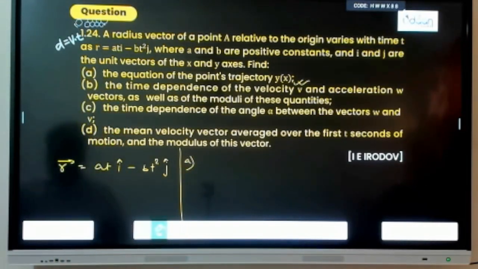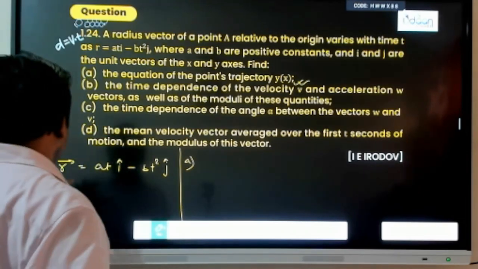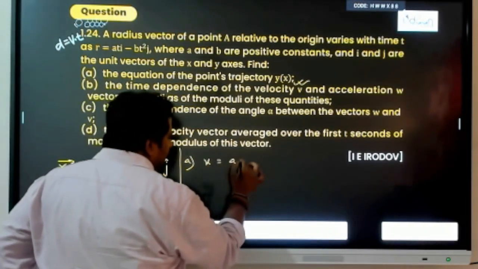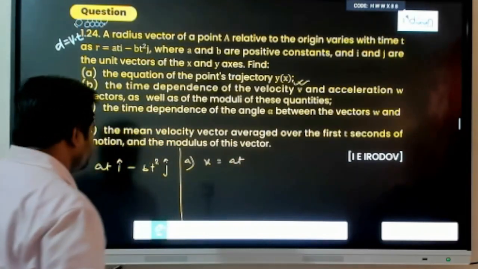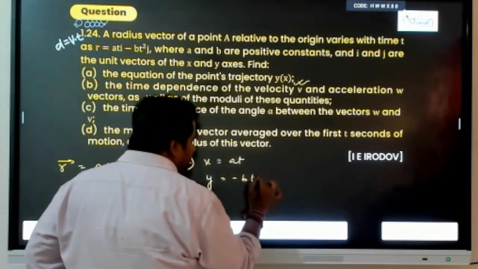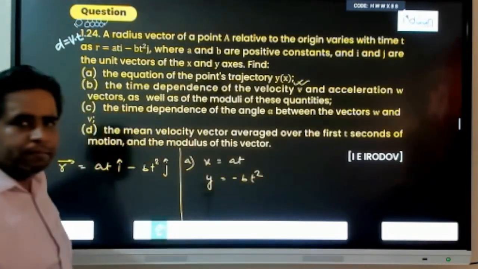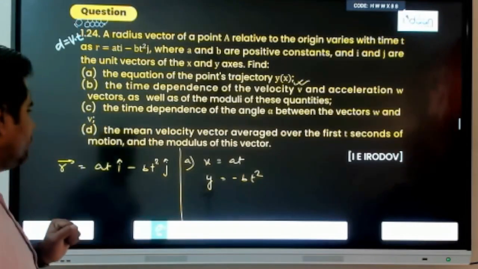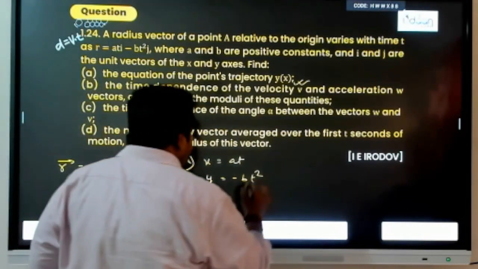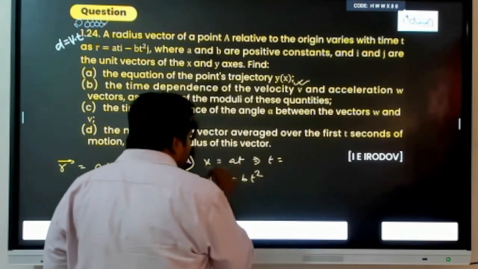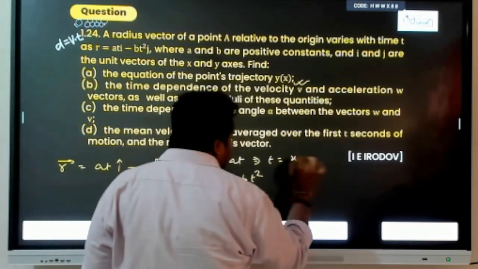So they are asking you the equation of the point's trajectory. So see guys, here, what is x? X is given as at. What is y? Y is given as minus bt squared. Right? So if I am telling you to let me know what will be the value of t, t will be written as x upon a.